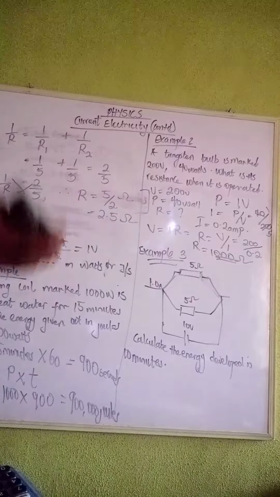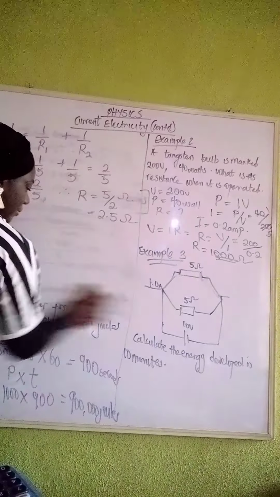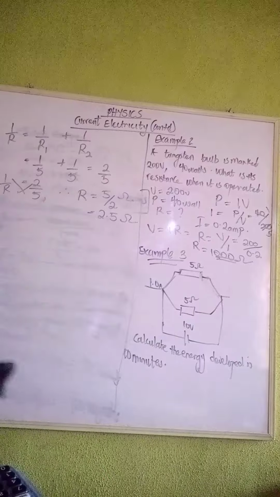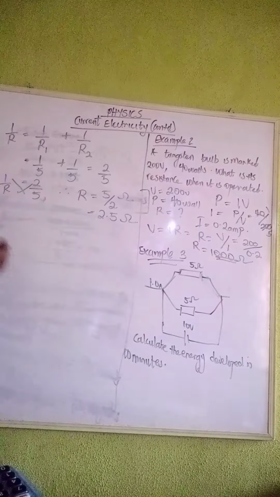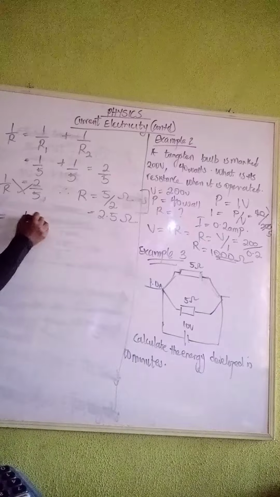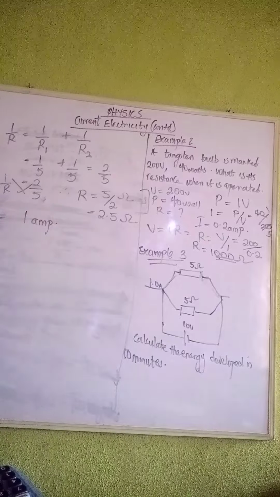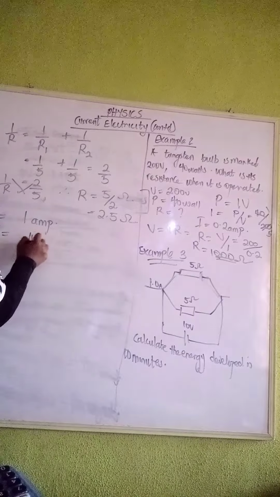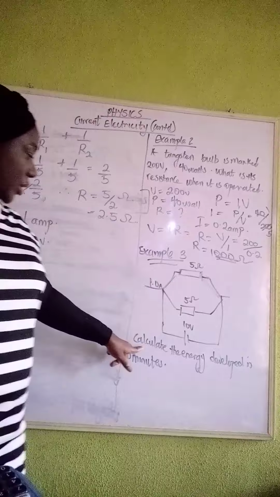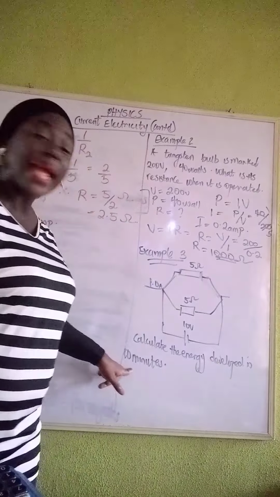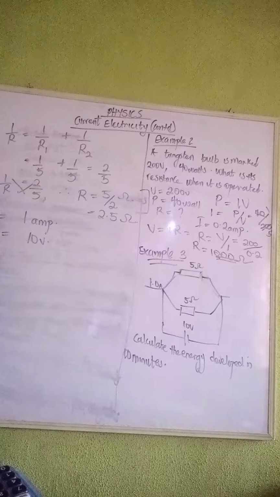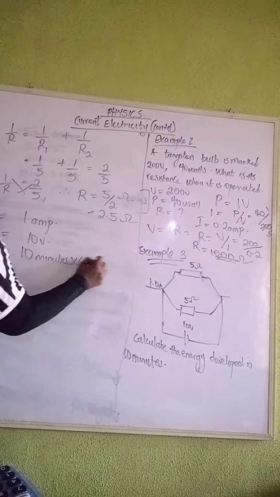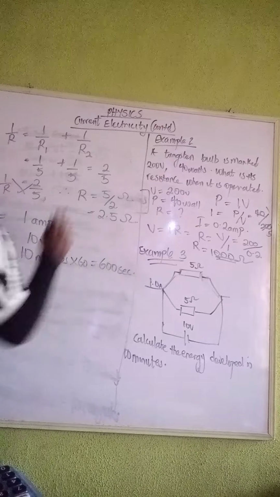Let me rub up the remaining part. Which other parameters were given to us? We were given the current I, which is 1 ampere. We were also given the volts, which is 10. And remember in the question, calculate the energy developed in 10 minutes. So our time is 10 minutes. Convert it to seconds. That will be 600 seconds.